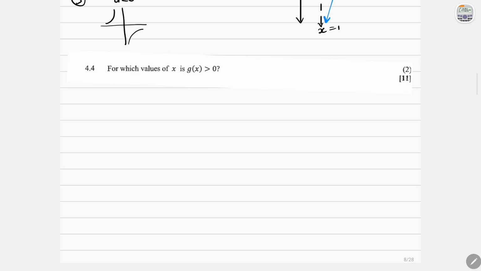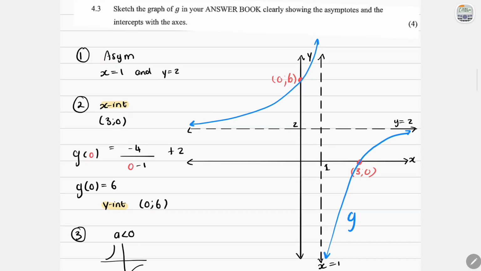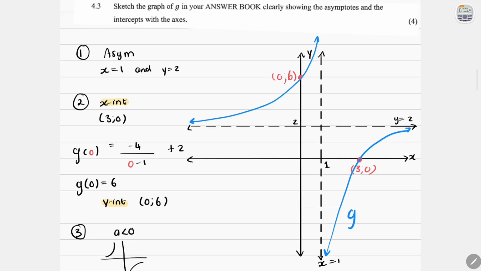Question 4.4 says, for which values of x is g(x) greater than 0? Okay, so looking at g(x), where is it greater than 0? This refers to the y values of g. Okay, g(x) means y equals mx plus c. You could also say g(x) equals mx plus c. So where are the y values of this graph greater than 0?